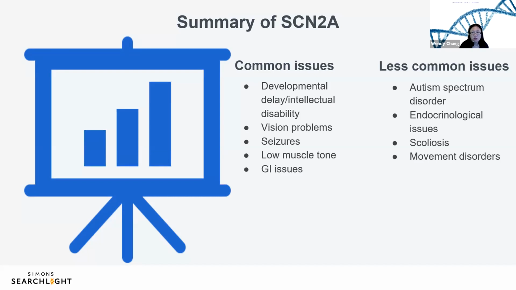With this condition, we do certainly have some other less frequent conditions. About 40% of individuals have autism or autistic behaviors, and as I've said, this may change as children age, but also scoliosis or other movement problems.